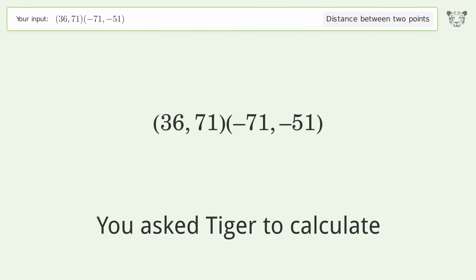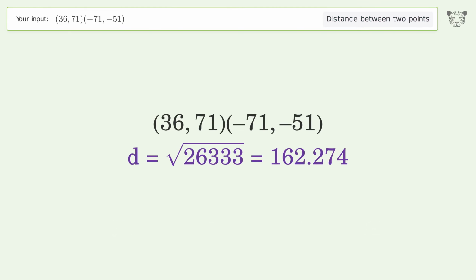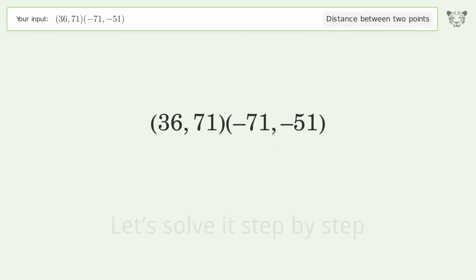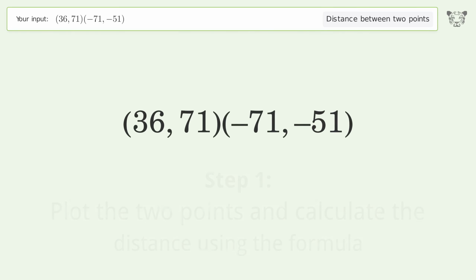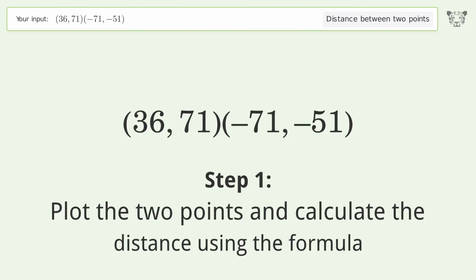You ask Tiger to calculate. This deals with the distance between 2 points. The distance between the 2 points is the square root of 26,333, or 162.274. Let's solve it step by step. Plot the 2 points and calculate the distance using the formula.